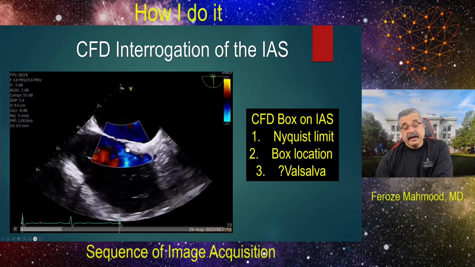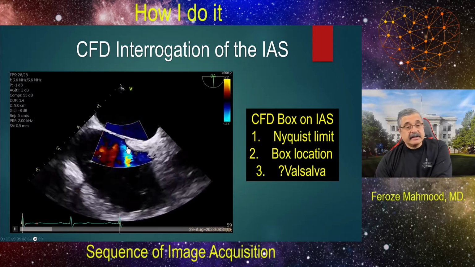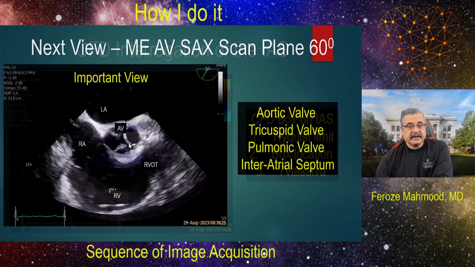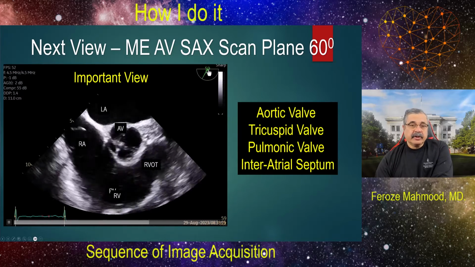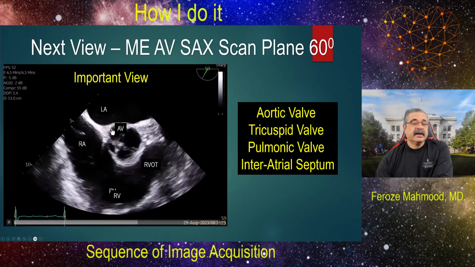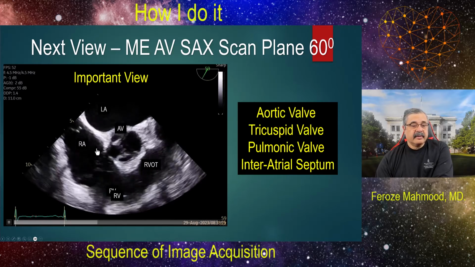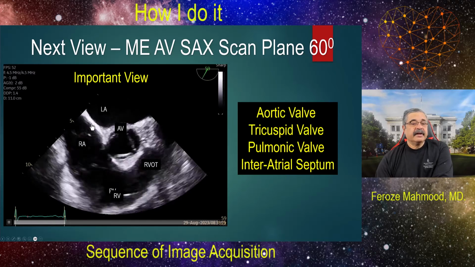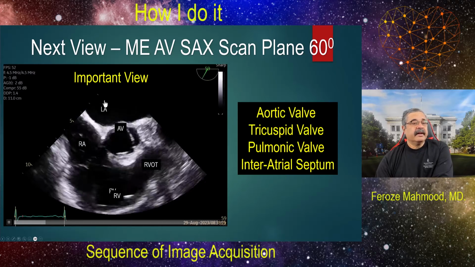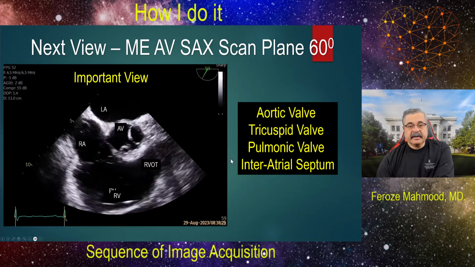And sometimes, if I really have a strong index of suspicion, I could do a Valsalva maneuver with or without contrast in these patients. Next, keeping the probe in the neutral position, I rotate to between 50 and 70 degrees to look at the RV inflow and outflow view. This is the right atrium, the tricuspid valve, the right ventricle, RVOT, the aortic valve, intraatrial septum, and the left atrium. And you're just looking at the proximal main pulmonary artery in this view as well.